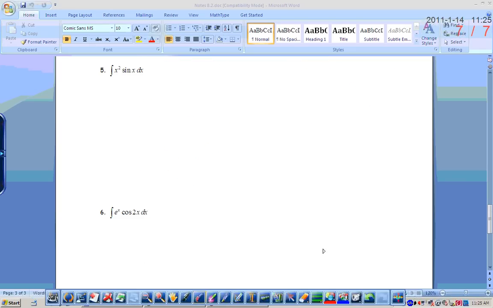Okay, number 5 fits every rule in the book. So those of you that were just saying, I thought when you said you had an extra power, you're going to let that be u. We're going to do that. So u is going to equal x squared. So therefore, dv is sine x dx. And the reason that this fits every rule in the book is that sine x is easy to integrate. We know how to integrate sine x.